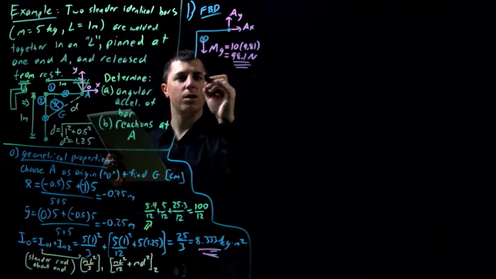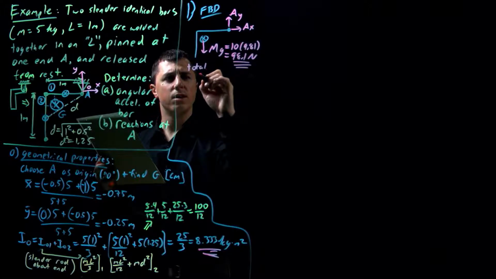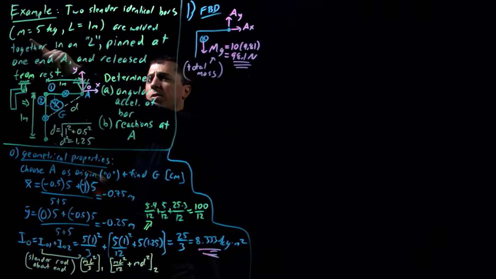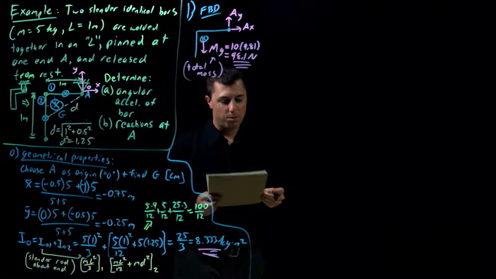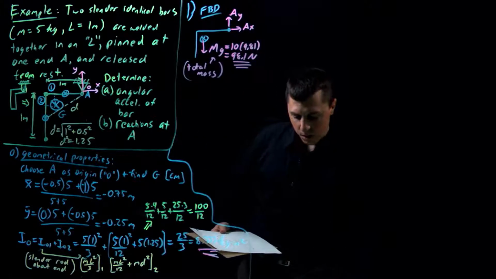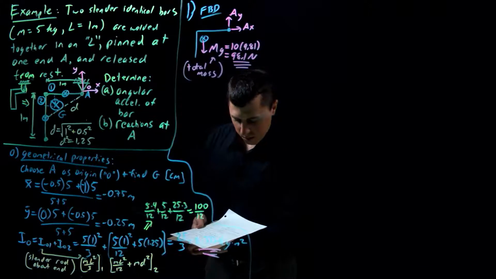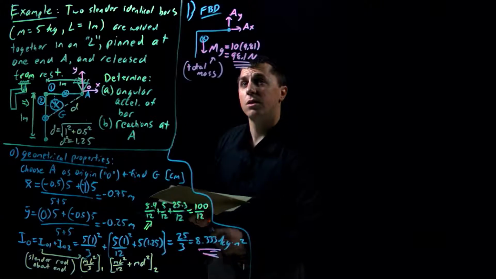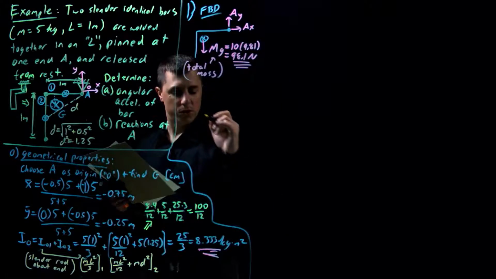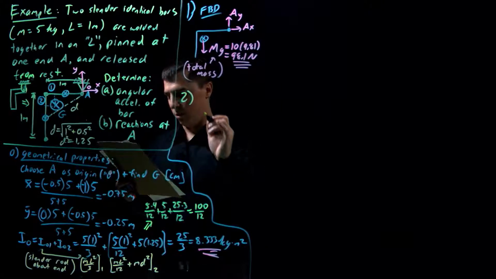Just be careful here. Once you get to the center of mass, this is the total mass, not the m equals 5 we had there. We're not referring to that m. And that's it, no other forces. Okay, so now let's move into kinetics. That's step 2 in our procedure. Let's just use a new color.